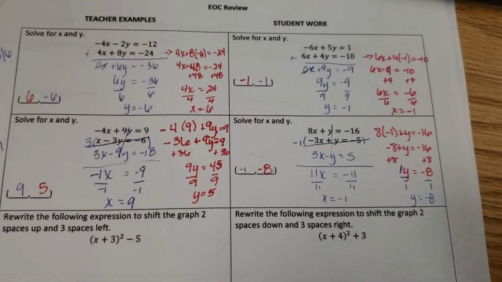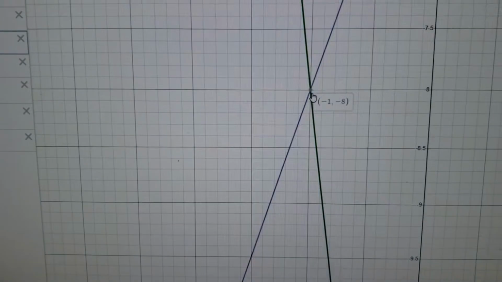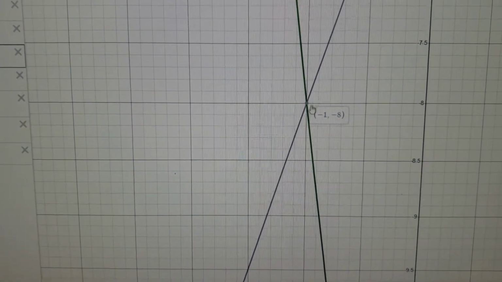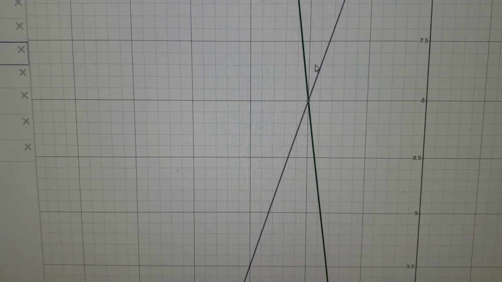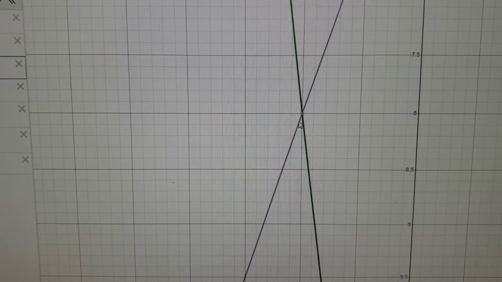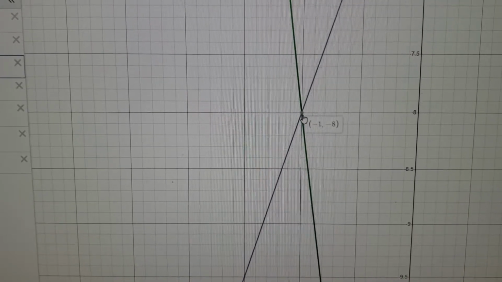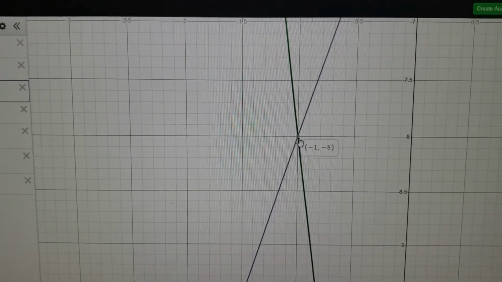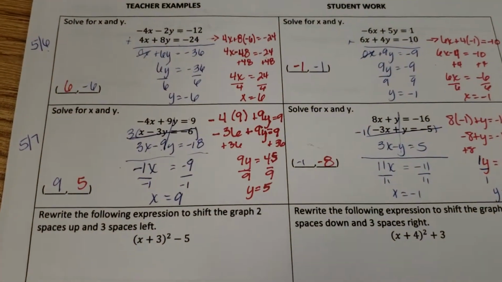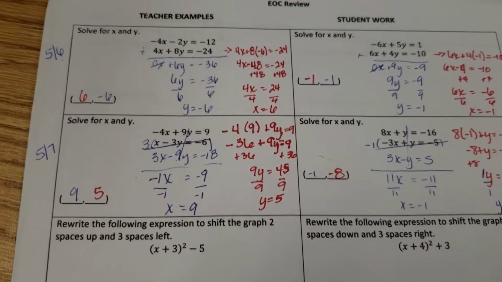Okay, and then I want to show you the graph of this one. The green line is the graph of 8x plus y equals negative 16. The purple line, that's this one right here, is the graph of negative 3x plus y equals negative 5. And if we go down here, we find the intersection at negative 1, negative 8, which is the coordinates that we got when we solved that system of equations. So good job.